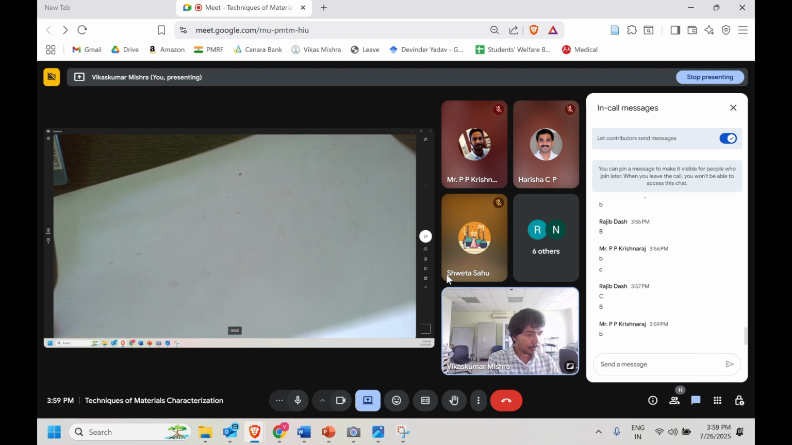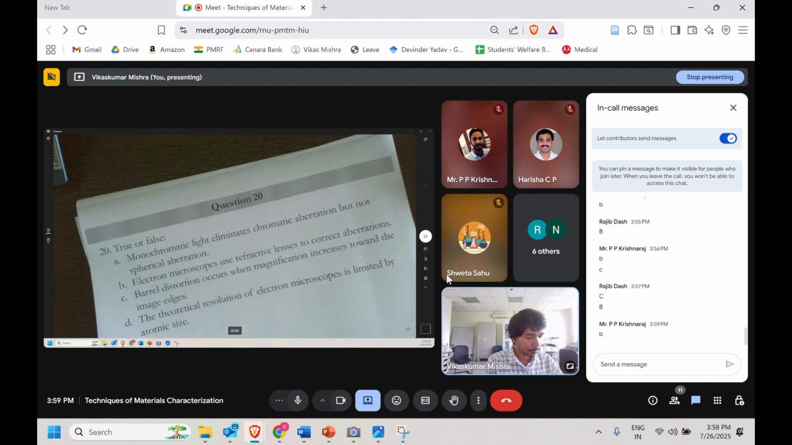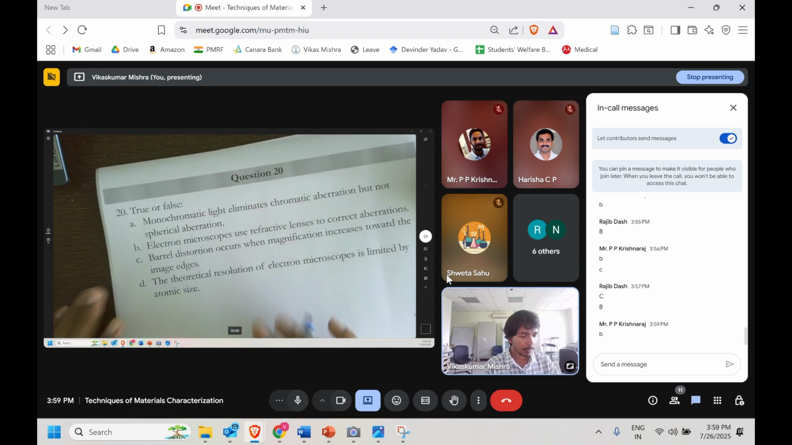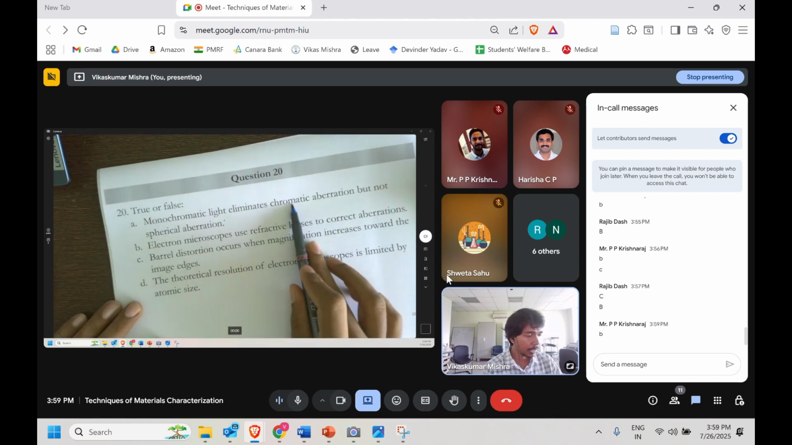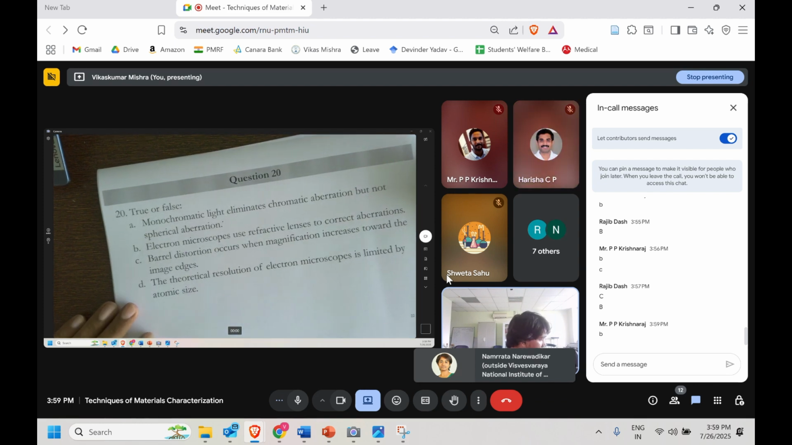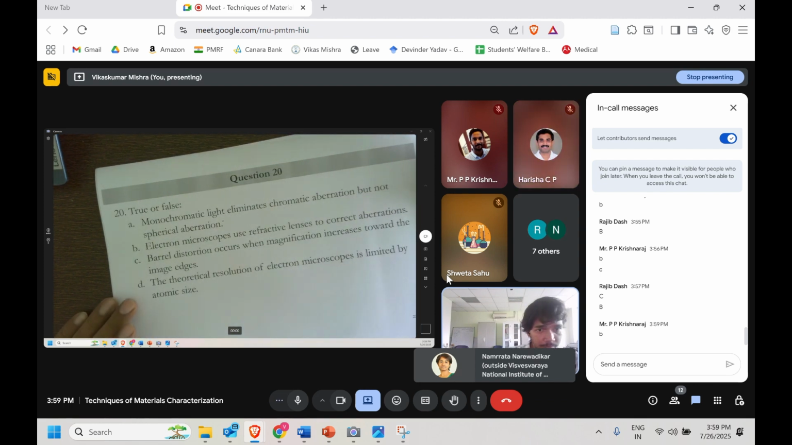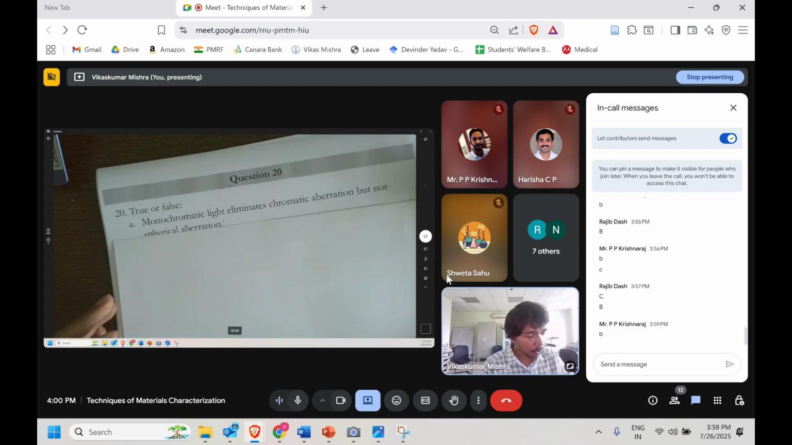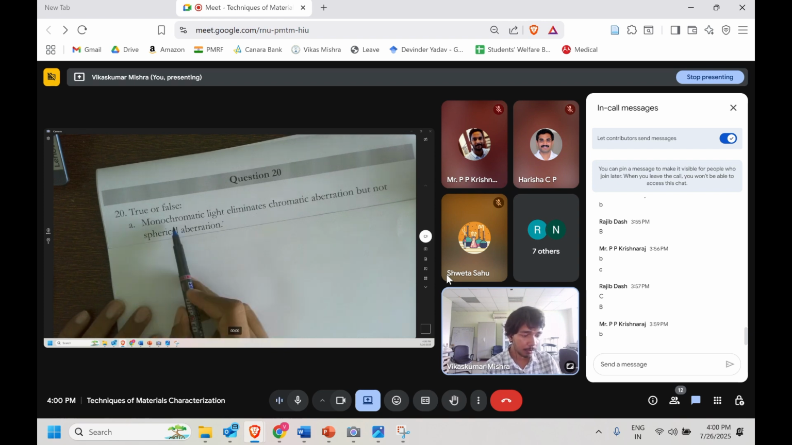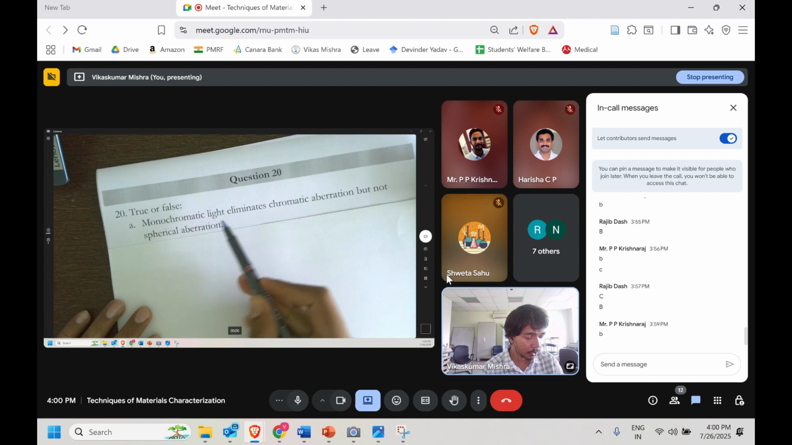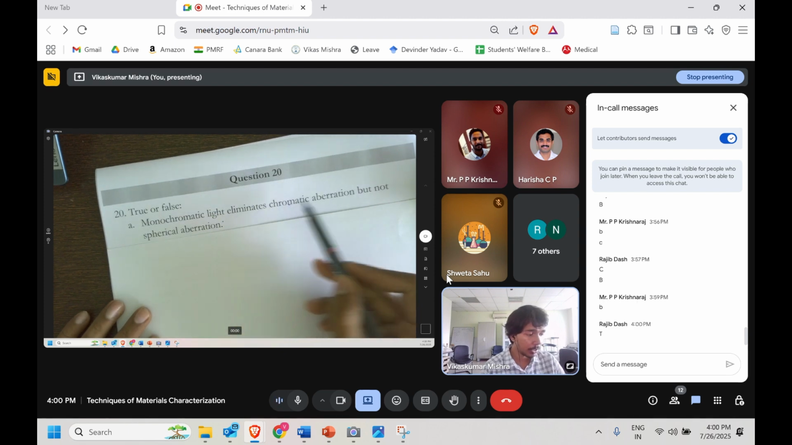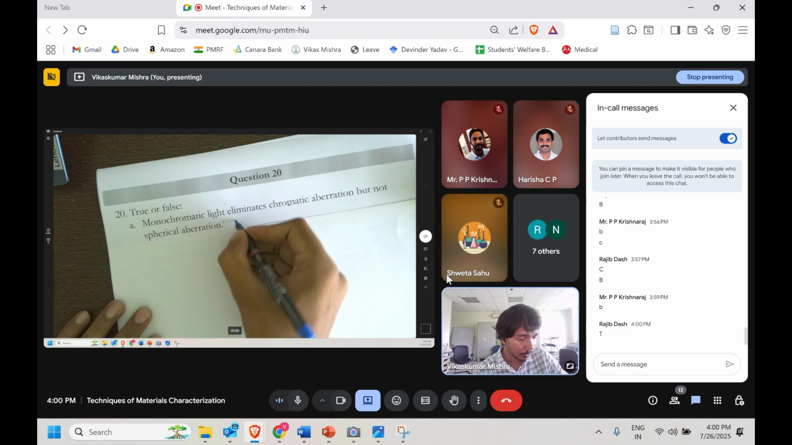Let's go to question 20. True or false? The monochromatic light eliminates chromatic aberration but not the spherical aberration. What do you think? The monochromatic light will eliminate chromatic aberration but not the spherical aberration. Okay, that's true.